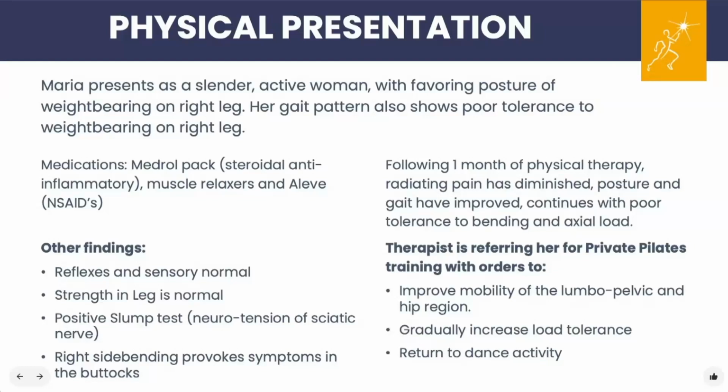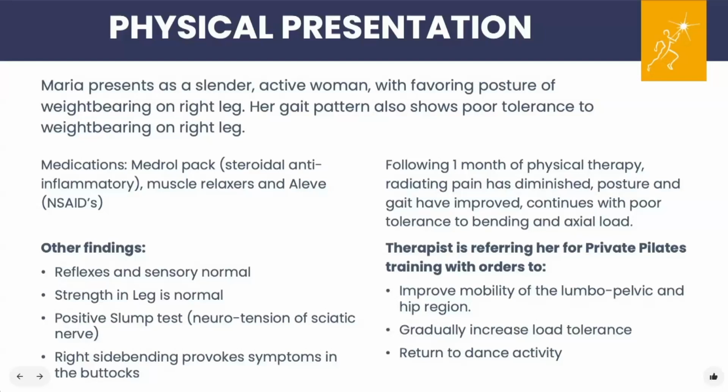So here we go. A month after physical therapy, the radiating pain had diminished. There's almost no radiating pain into her buttocks or down the leg. Posture and gait have improved significantly. She continues with poor tolerance with bending, and carrying weight still irritates her a little bit.